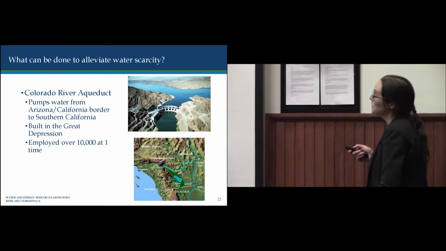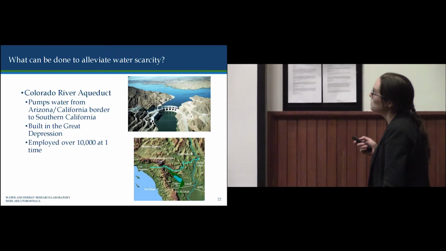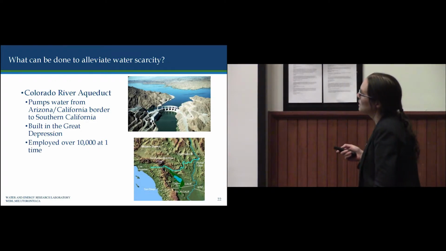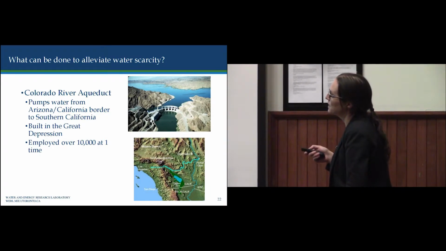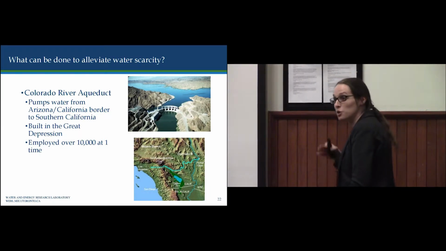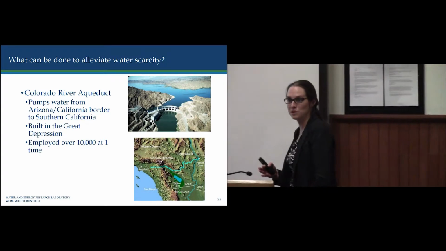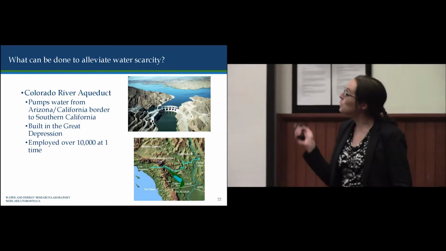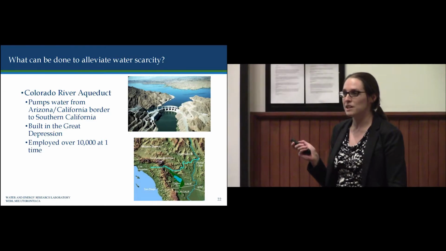So it was built during the Great Depression. You can look at the size of this. This is the entrance into this aqueduct. At the time it was built, it actually employed over 10,000 people. And over the course of the project, about 30,000 people worked on actually building this aqueduct. So this was one approach to being able to alleviate that water scarcity.